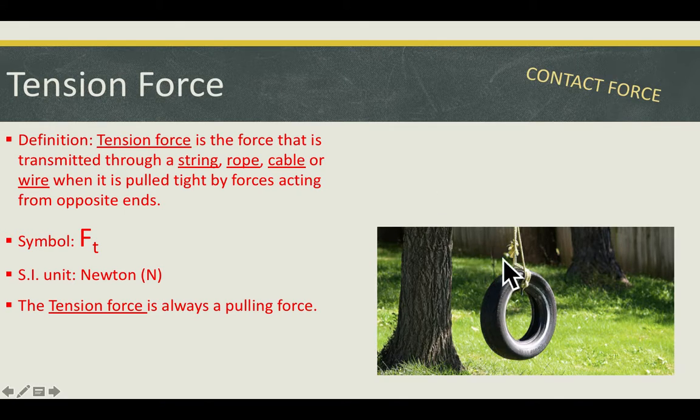In this case, with the rope swing, the tension force occurs right here. So the tension force acts straight up along the rope.